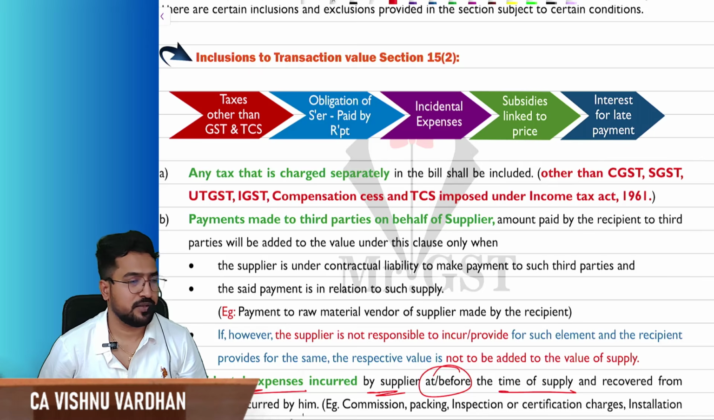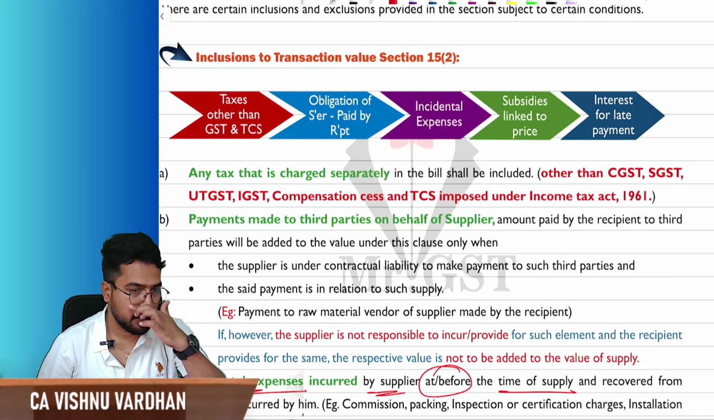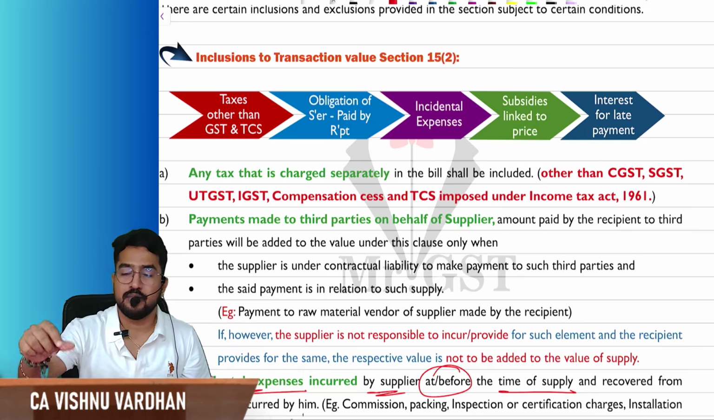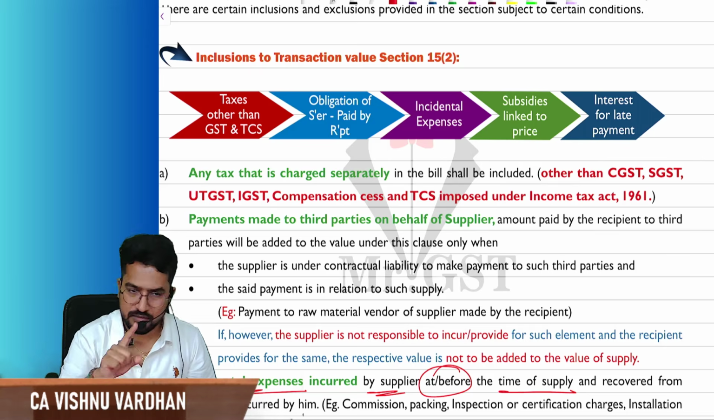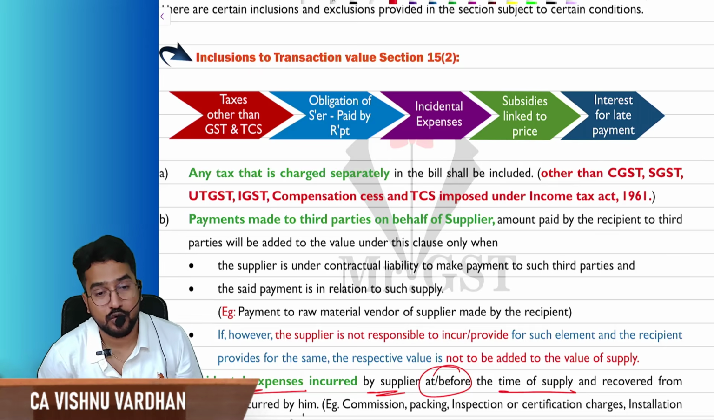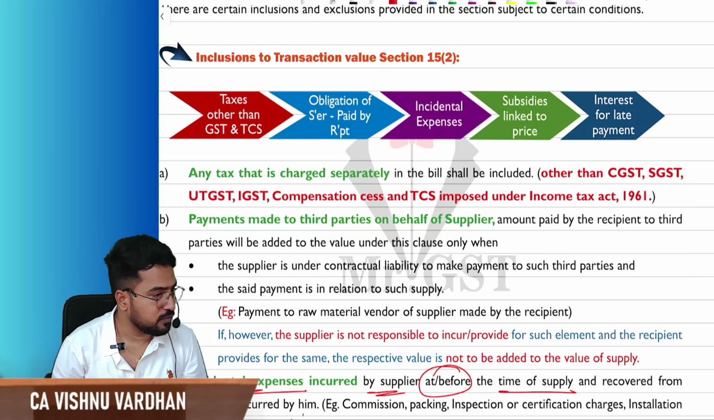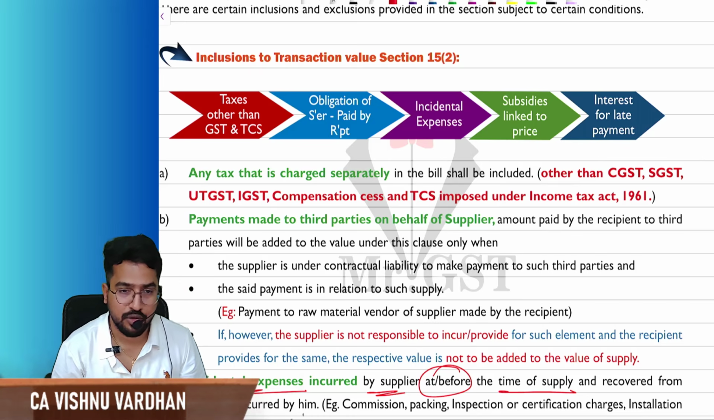What is the value of supply? 30 rupees. Whatever I receive from students, that only will be the value of supply, because here the subsidy is linked to price. But it is received from the central government or state government. What is that? We should ignore it. Should not consider, not add it to the value of supply.